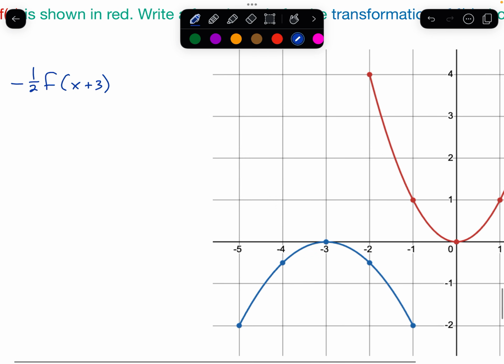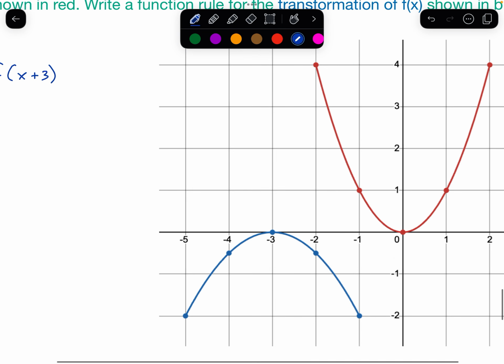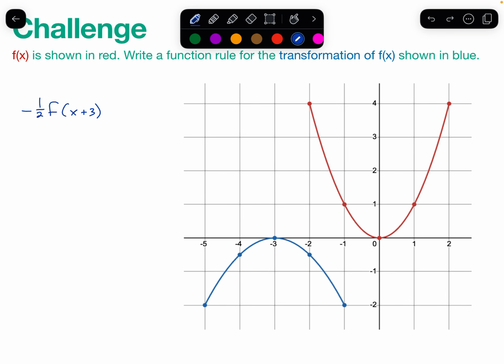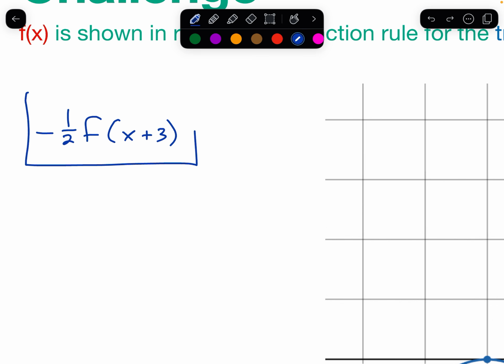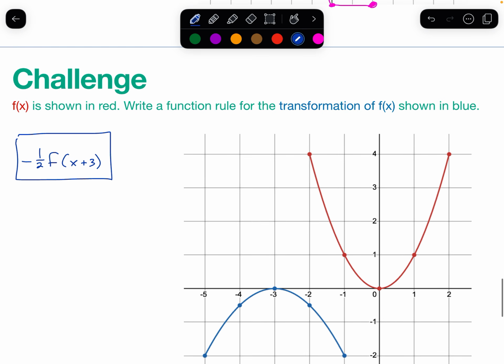In terms of vertical translations, I don't see any shifting up or down. This y value matches here. The location of that vertex is still on the x-axis there, so I don't see any vertical shifting, no vertical translating at all. So here we have it, negative 1/2 times f of x plus 3.